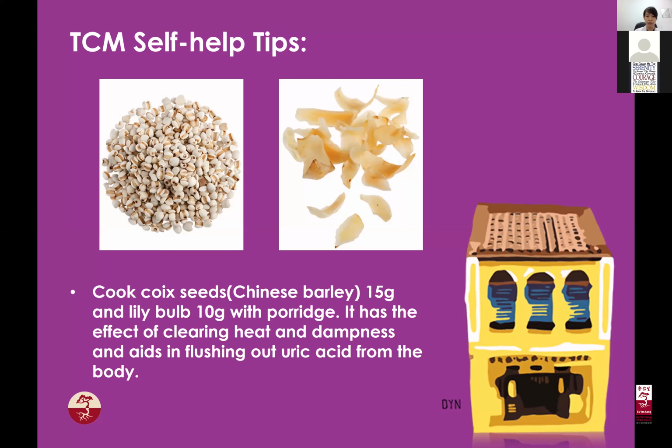These two, you can try to cook with porridge. These two herbs and foods have the effect of clearing heat and dampness from the body, and this can help to flush out uric acid from the body. It also tastes quite nice, so as a health food kind of thing, you can cook it once every week lah.